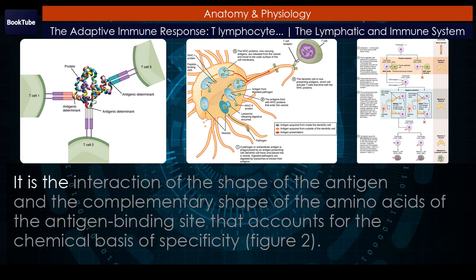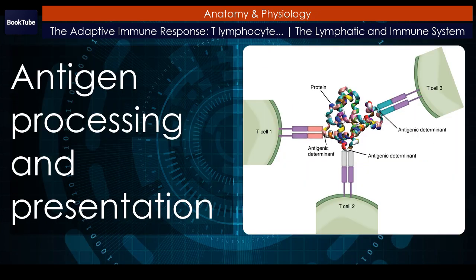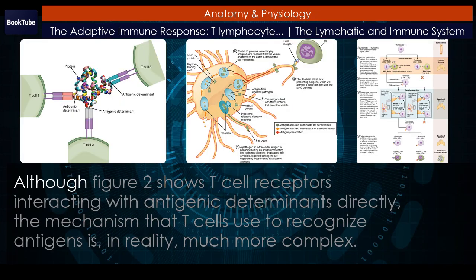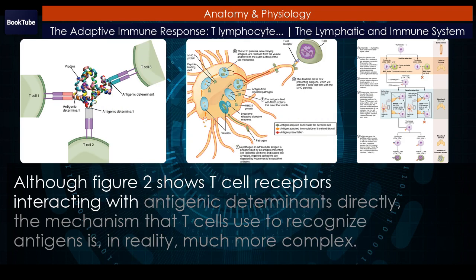It is the interaction of the shape of the antigen and the complementary shape of the amino acids of the antigen binding site that accounts for the chemical basis of specificity. Figure 2. Antigen processing and presentation. Although Figure 2 shows T cell receptors interacting with antigenic determinants directly, the mechanism that T cells use to recognize antigens is, in reality, much more complex.